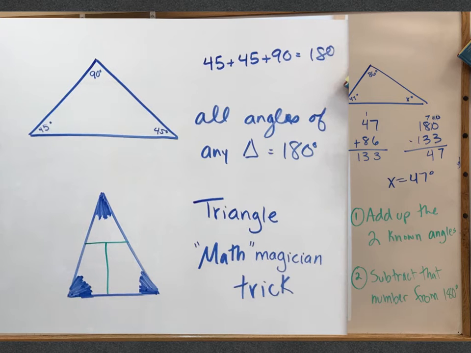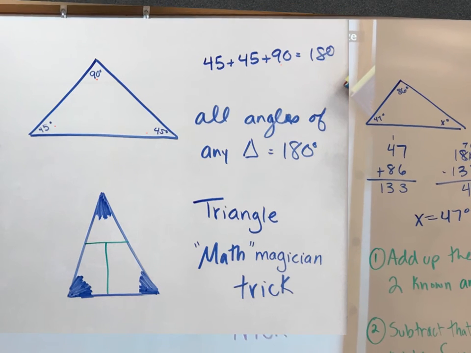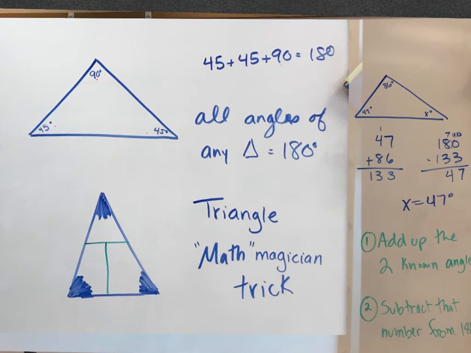So if I look at this triangle, this is a right triangle. I have 90 degrees in the corner, and then I have 2 angles that are 45. 45 plus 45 plus 90 equals 180, okay? And you don't always have a triangle that has really even-number angles. You can have really specific ones like this one. We have 47, 86, and if we add those up with 47, we also get 180.